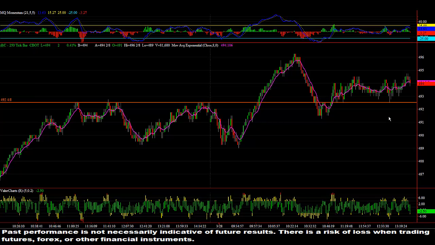So that's how we traded corn. We could expect to see this move up a little bit further, maybe next week. But I just want to show you how we entered it, how we kind of managed it a little bit, and how we saw the opportunity.